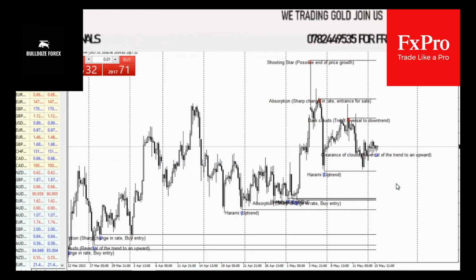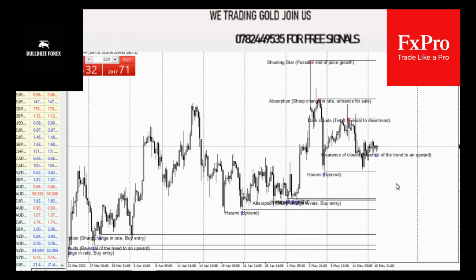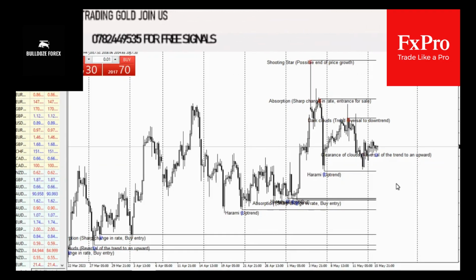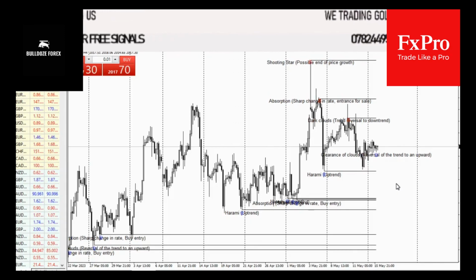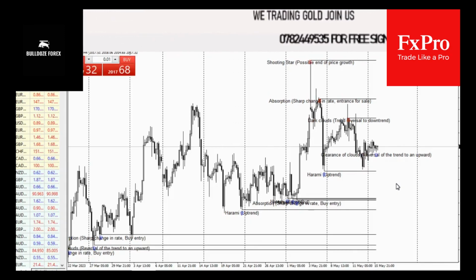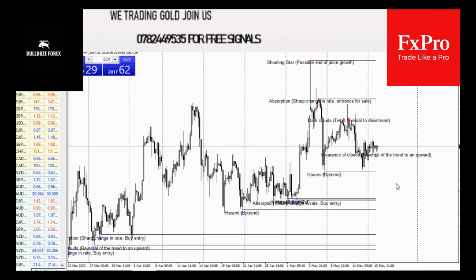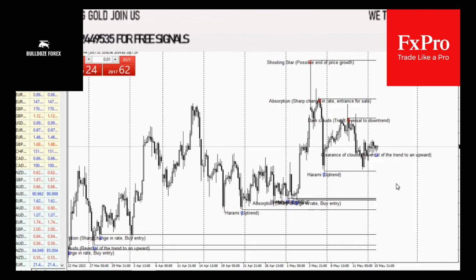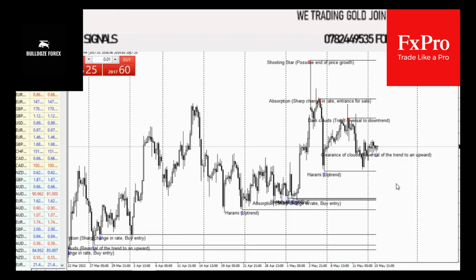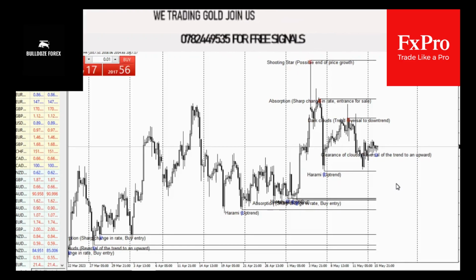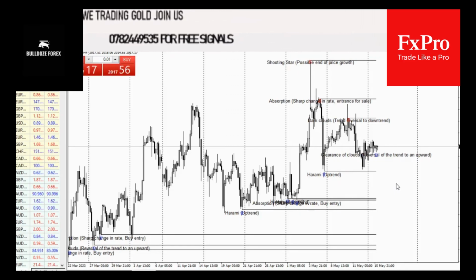Delete. Okay, guys. The system, how does it work, and what is it called? My system is called the pattern recognizer. It's called the pattern recognizer because the system is able to identify change of direction candles and also be able to identify candlestick patterns. So I don't trade chart patterns.